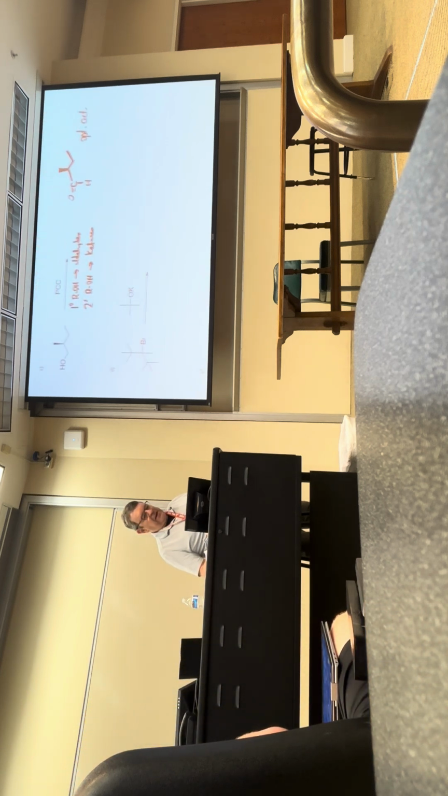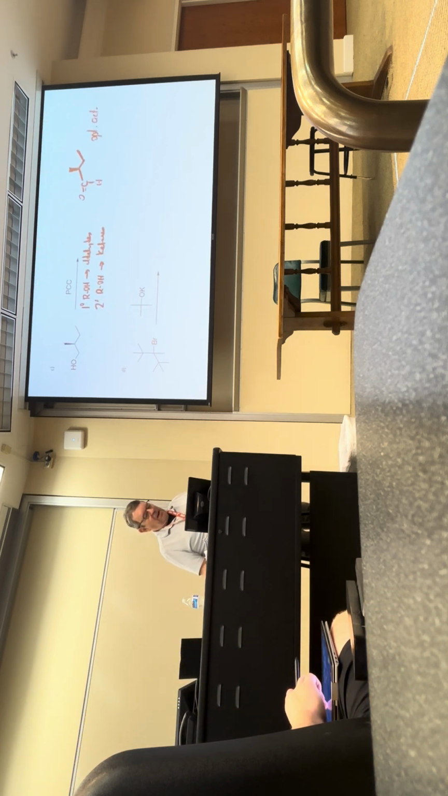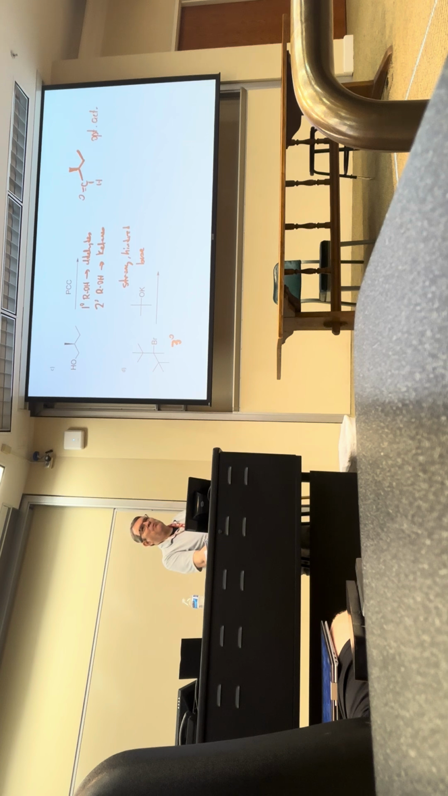Okay, so D, we have a tertiary halide and we have a strong but sterically hindered base. This is the classical setup for an E2 elimination, provided that you have a beta hydrogen to take with this.